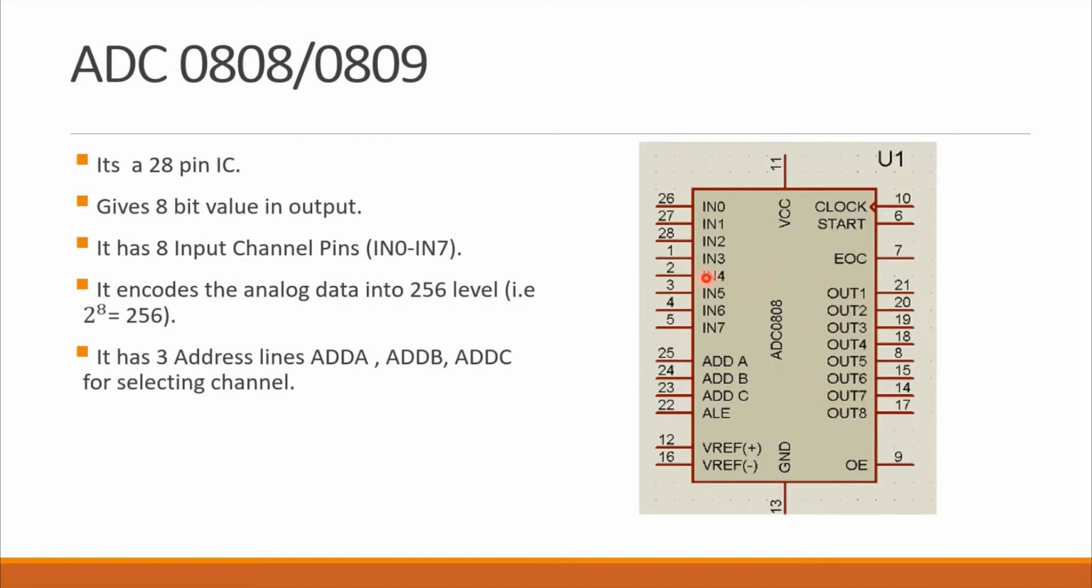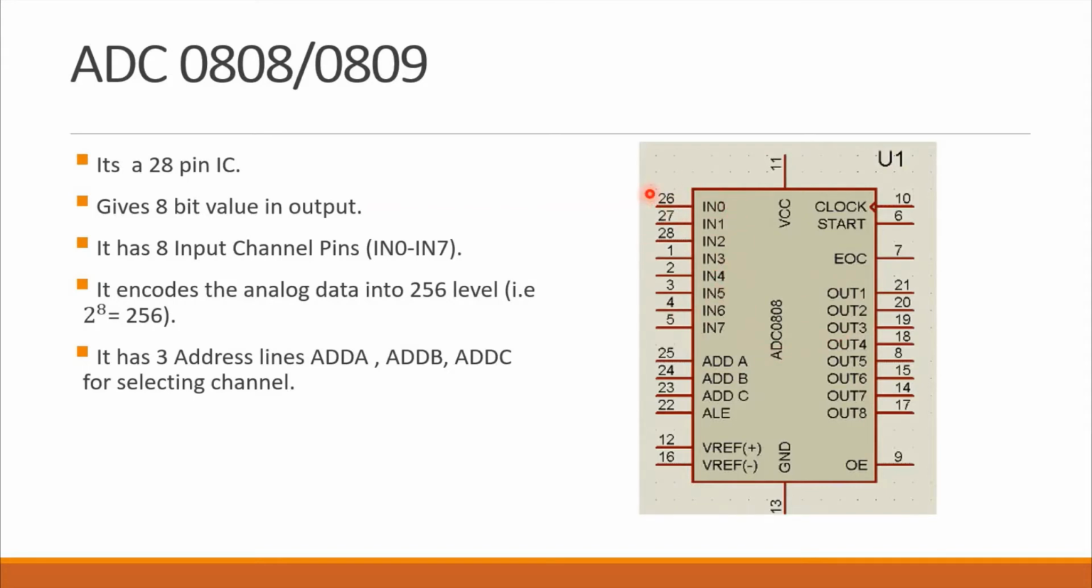When you're using an ADC to convert analog input to digital output, you can connect 8 different sensors, let's suppose, to this ADC at a time. But always remember there's only one set of output bits, 8 bits, provided. That means one channel will be processed at a time.